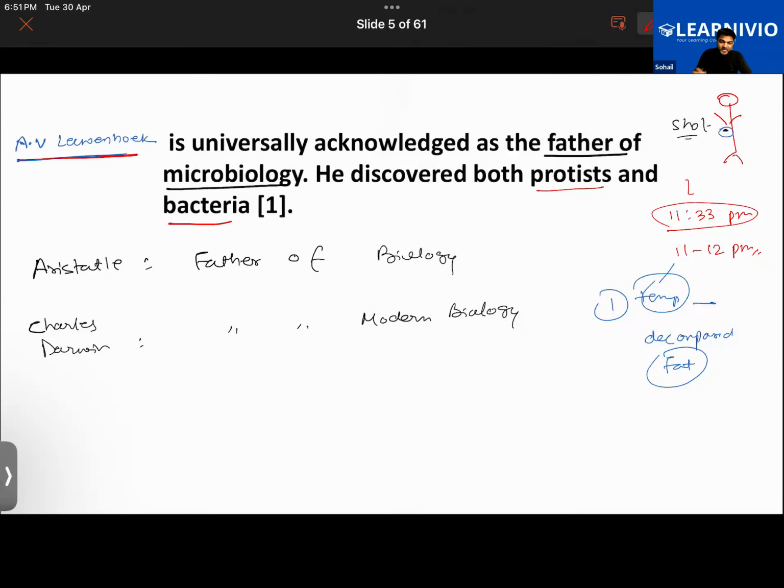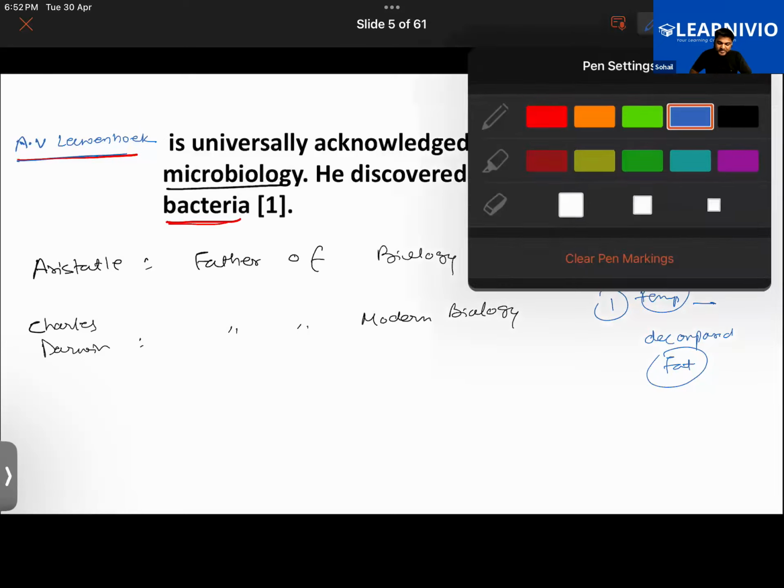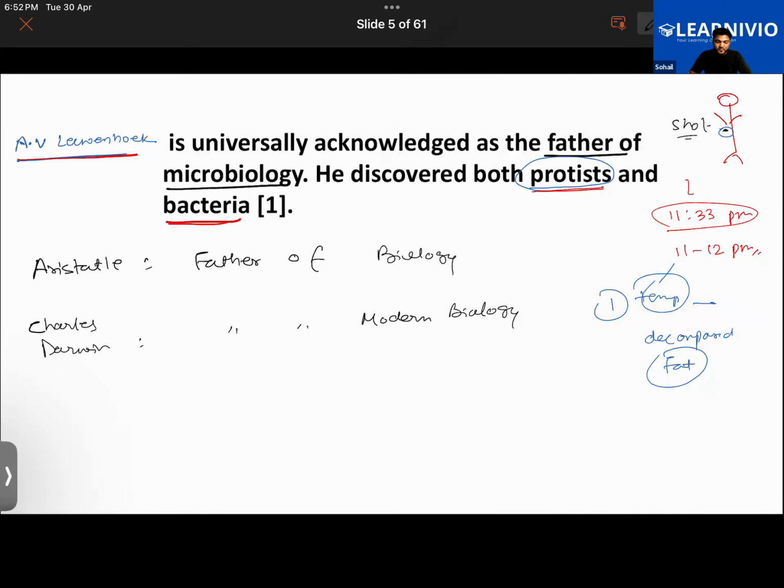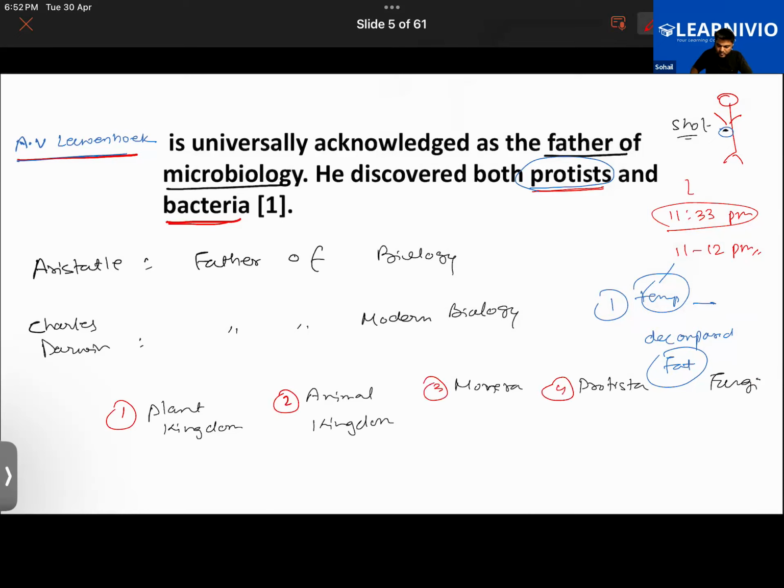We talked about this scientist in the previous class. His name was Anton von Leeuwenhoek, and he's known as the father of microbiology, because he discovered the protista and the bacteria. What is this protista? I have previously told this; let me repeat. We have categorized living organisms into 5 kingdoms: the plant kingdom, the animal kingdom, kingdom Monera, protista, and fungi. These are the 5 kingdoms of living organisms on Earth. Any living organism belongs to one of these groups.